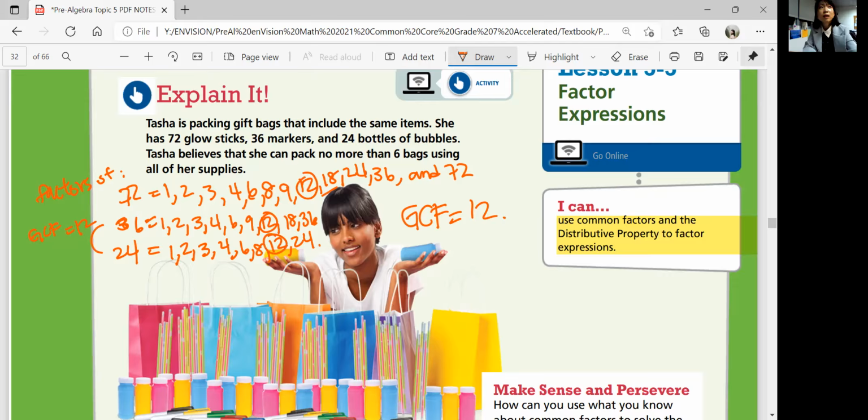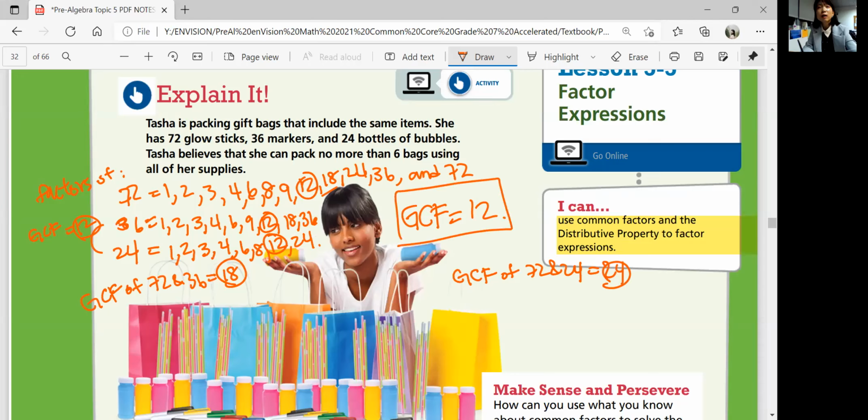And greatest common factor for 72, GCF of 72 and 36 would be 18. And then GCF of 72 and 24 would be 24. Okay, so they have different greatest common factors when you have different pairs, but all together, their greatest common factor altogether is 12. Right?